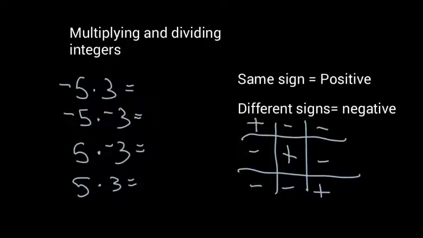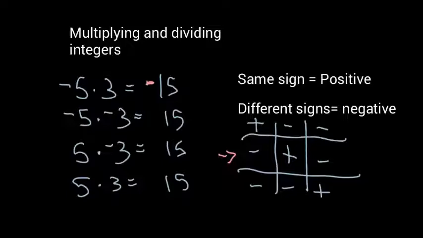Alright, so I got 4 different problems there. Negative 5 times 3. Like I said, you just multiply like normal for all of these. All of them are 5 times 3, so they're all going to be 15 to start. Now we just have to decide if they're positive or negative. So the first one's negative and positive. Those signs are different. Or if you look at our chart, we are right here, negative and positive, so our answer is negative.